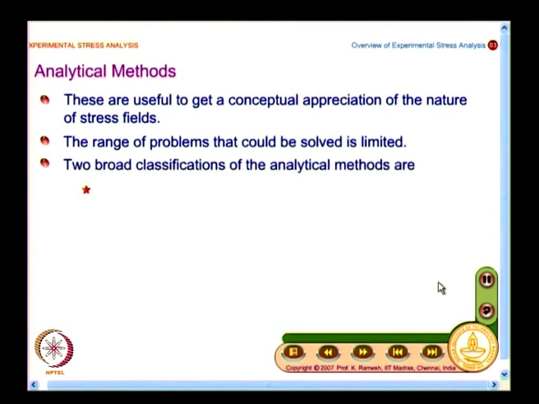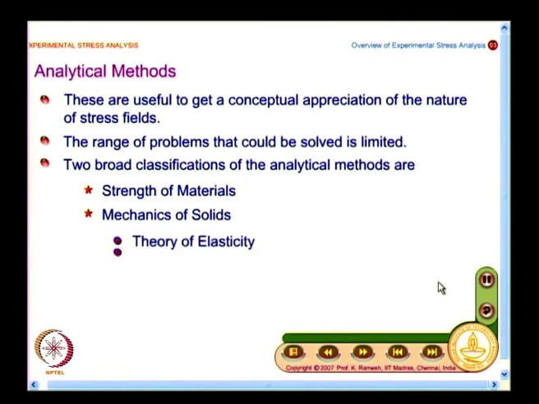And the broad classification of the analytical methods, we call them strength of materials and mechanics of solids, and in mechanics of solids you could classify that as theory of elasticity and theory of plasticity. And what we see here, they are very useful in getting a conceptual appreciation of the nature of stress fields, but the range of problems that could be solved is limited.